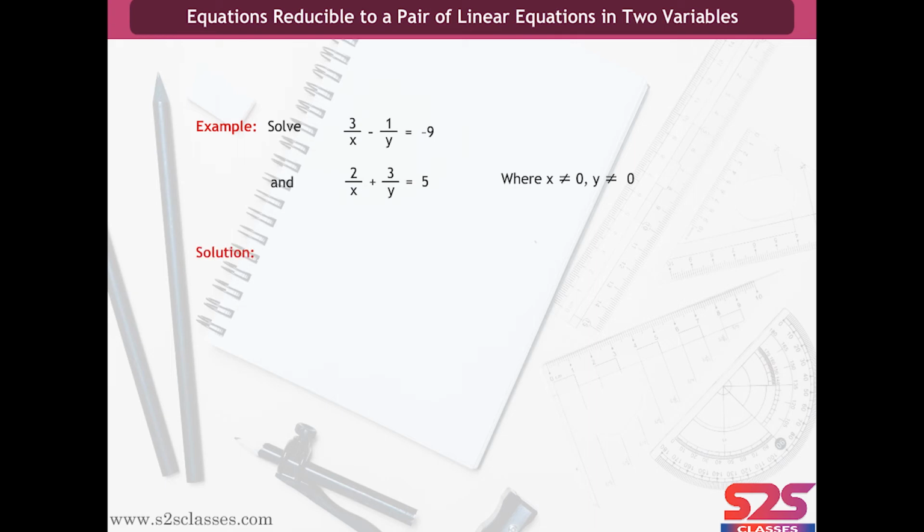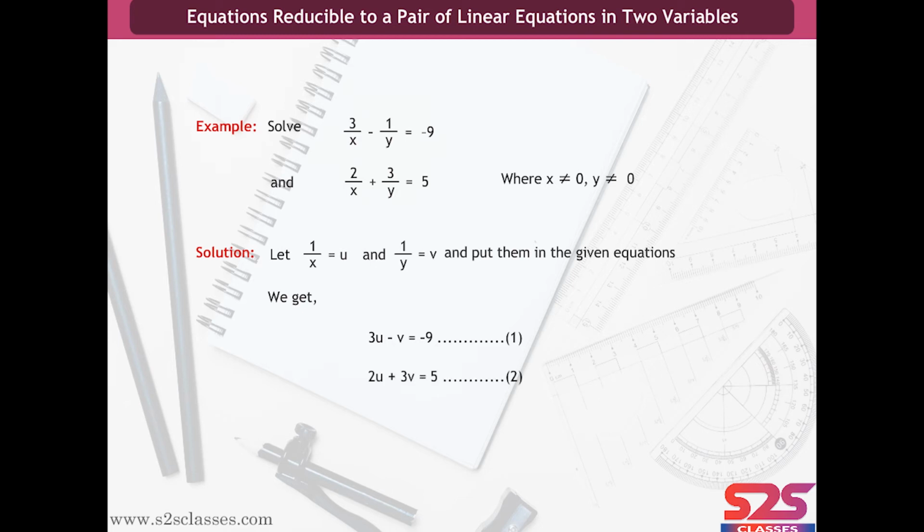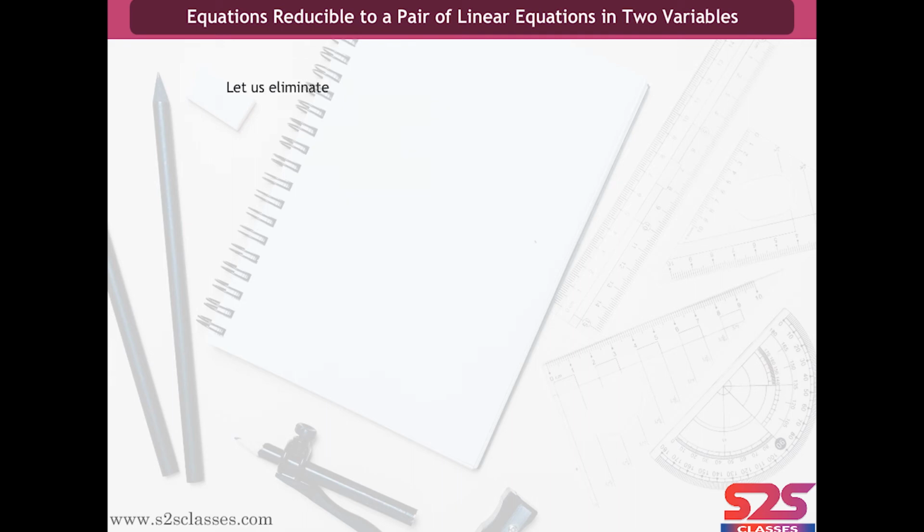Solution. Let 1 by x is equal to u and 1 by y is equal to v and put them in the given equations. We get 3u minus v is equal to minus 9. Let it be equation number 1. And 2u plus 3v is equal to 5. Let it be equation number 2. Let us eliminate v from equations 1 and 2 as shown and get the value of u. So the value of u is equal to minus 2.